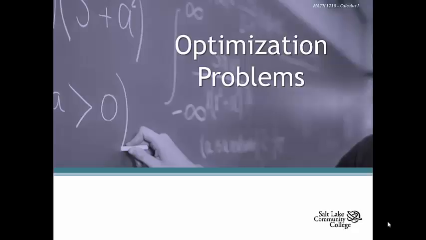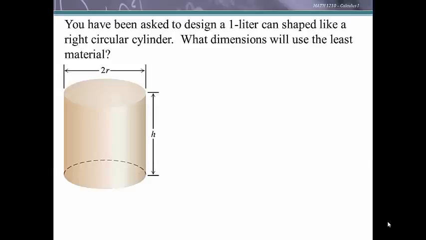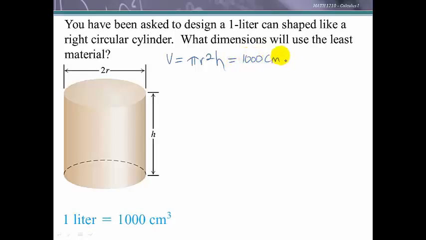So let's use these ideas. We have been asked to design a 1-liter can shaped like a right circular cylinder. We want to know what dimensions will use the least amount of material. Here I've got my cylinder, so I can visualize what we've got, and it needs to be 1 liter. The volume of a right cylinder is the area of the base, which is circular, so that's pi r squared, multiplied by how high it is, h. But how does that relate to height and radius? Well, 1 liter is 1,000 cubic centimeters, so pi r squared h equals 1,000 cubic centimeters.